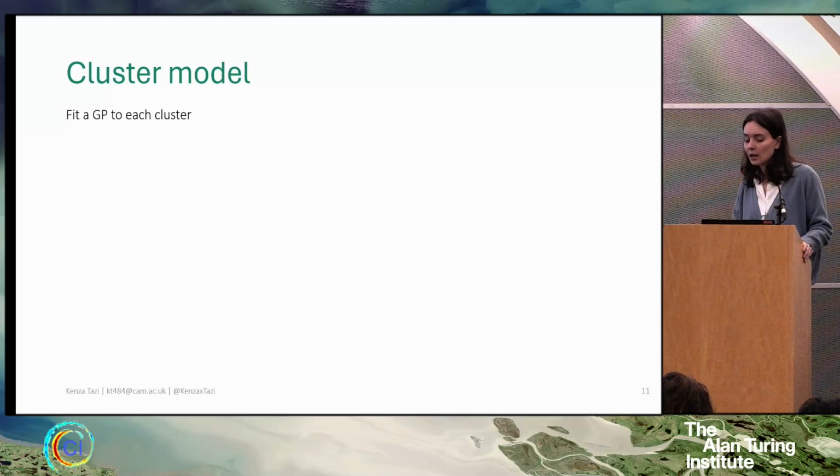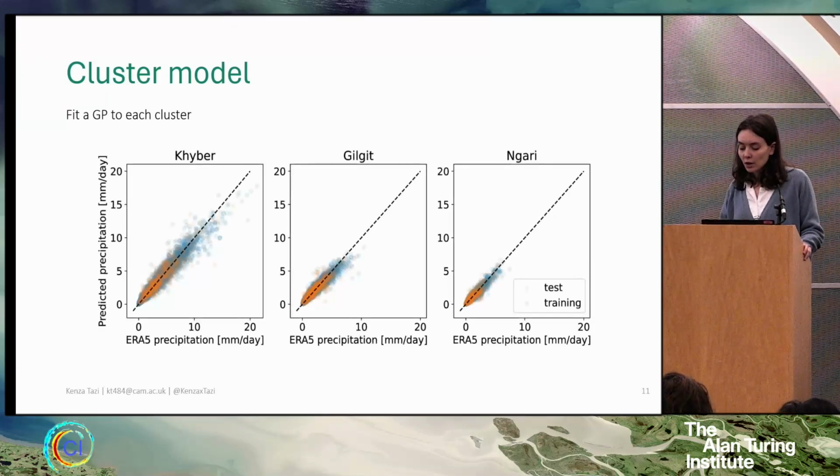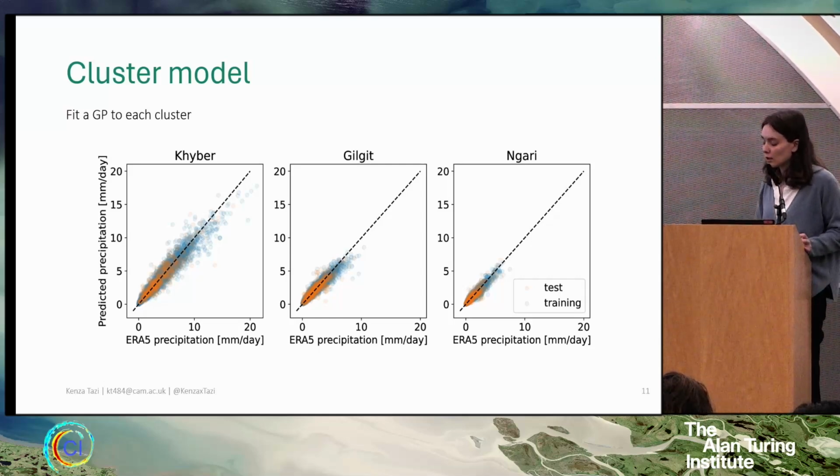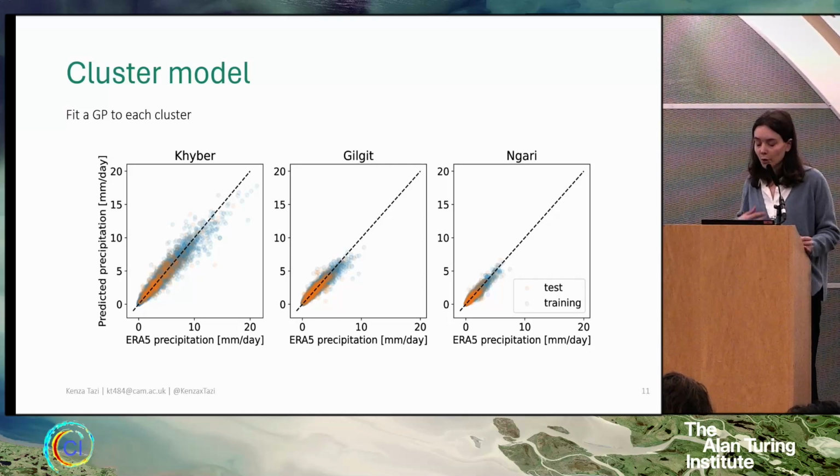Moving forward, we apply a Gaussian process to each of the clusters I presented. We're now going to include location information such as coordinates, elevation, and slope into the model. Here, we plot the predicted precipitation from our models as a function of the ERA5 precipitation for the training and test sets in blue and orange respectively. So the closer the points are to the dashed line, the better the model is performing. And although we're still underestimating the highest precipitation values, this method improves over the single location models.